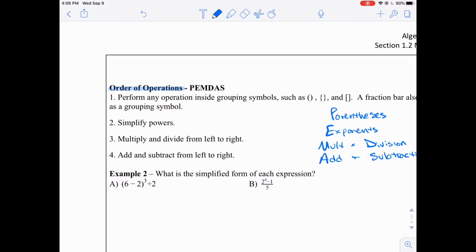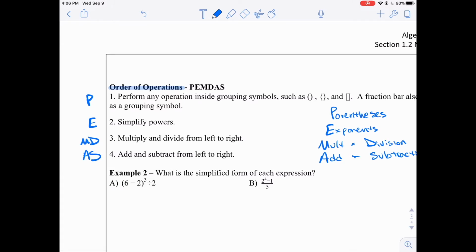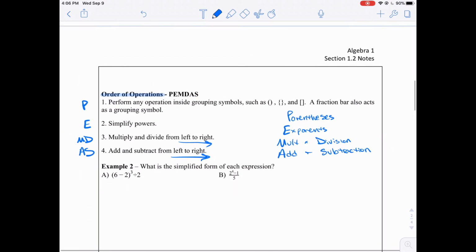This is because you do all the parentheses and then all the exponents, and then you multiply and divide from right to left, and then you add and subtract. And by right to left, I mean left to right. Yikes. From left to right, add and subtract from left to right.